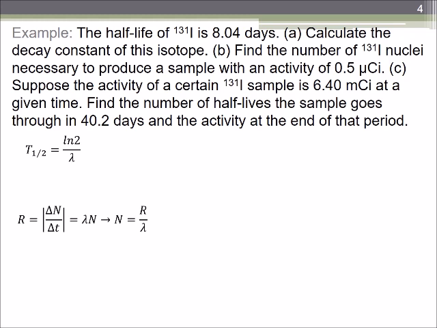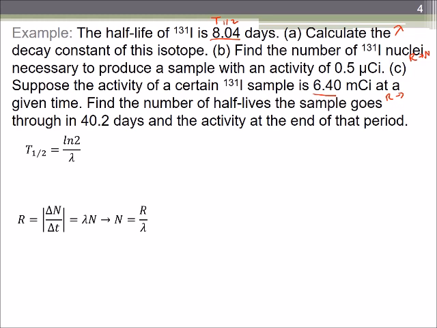So here we have the half-life of iodine-131 is 8.04 days. So that's that T one-half. We want to calculate the decay constant for this isotope. So that's going to be lambda. Find the number of nuclei necessary to produce a sample with a radioactivity. So here we have R, and we're going to want to find N. And then suppose the activity of a certain sample is this number. So we have R. We want to find out how many half-lives have passed.